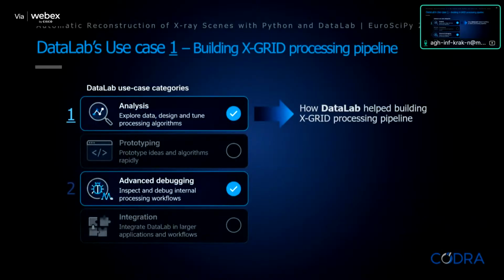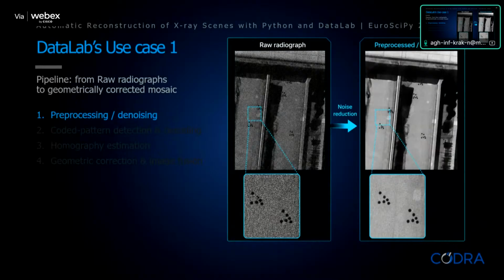So let's focus on the two use cases I was referring to earlier. So the first one is analysis. So how DataLab helped us design the processing pipeline. So the first step of the processing pipeline was pre-processing and denoising. We have to prepare the individual sub-images for the next step, which is the pattern detection and decoding. So it's not a simple denoising algorithm because it has to be adapted to all situations. Remember, we have to do it fully automatically.